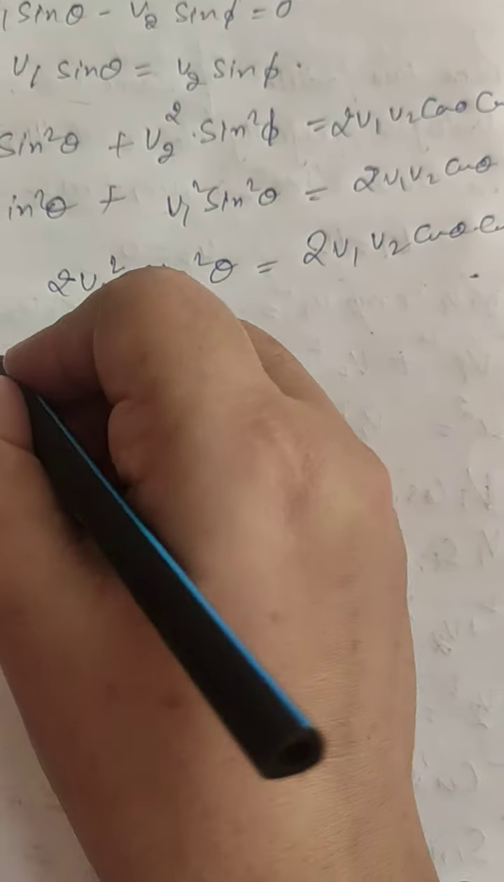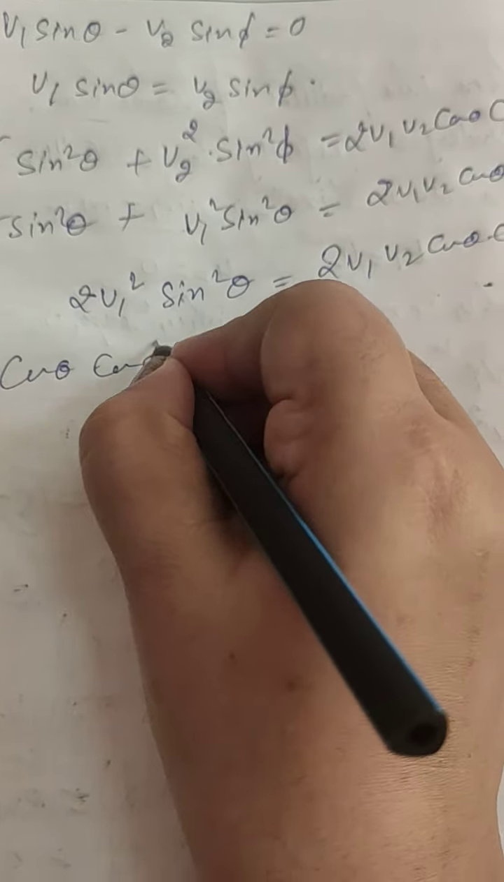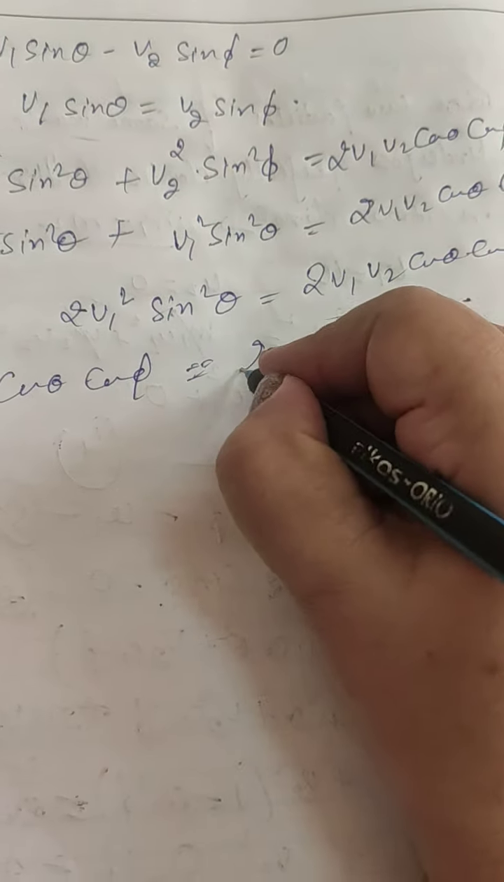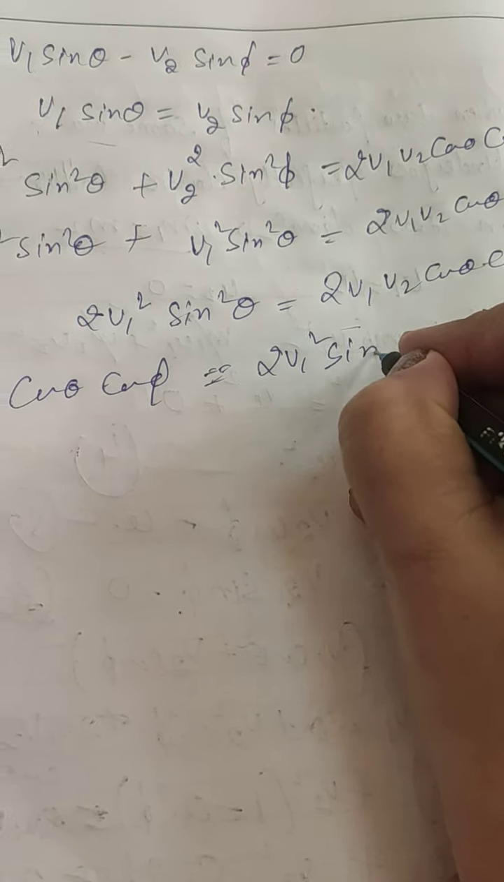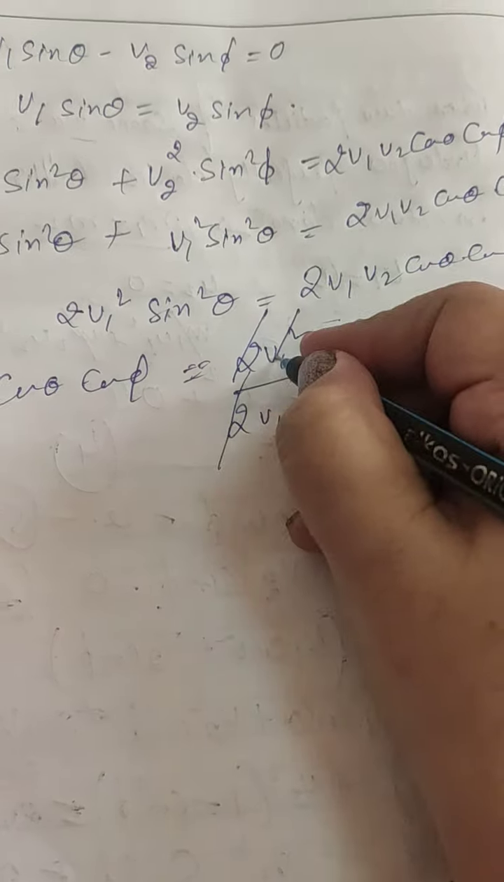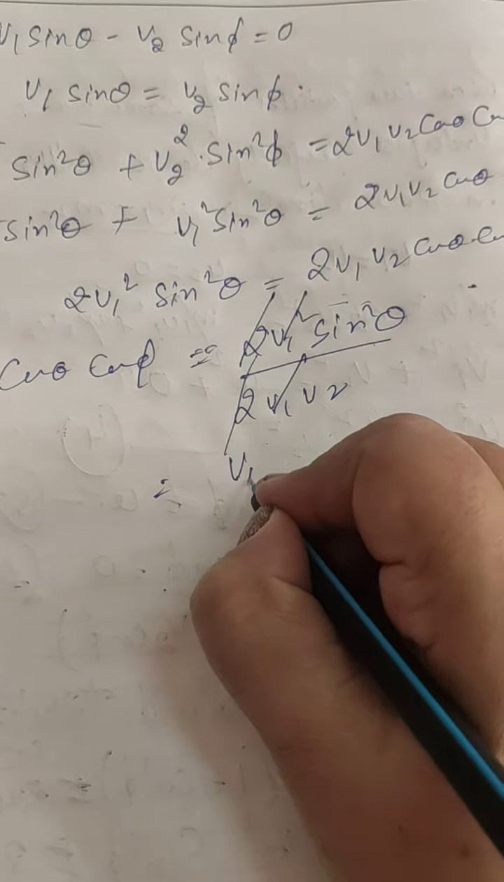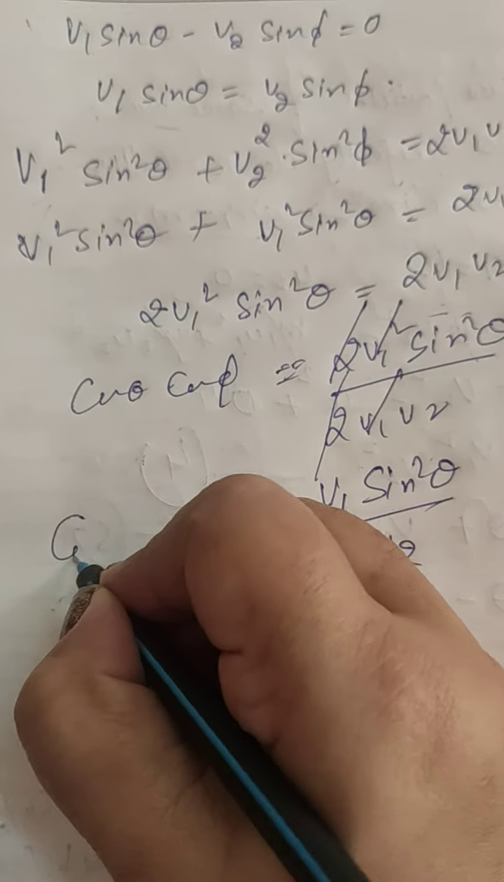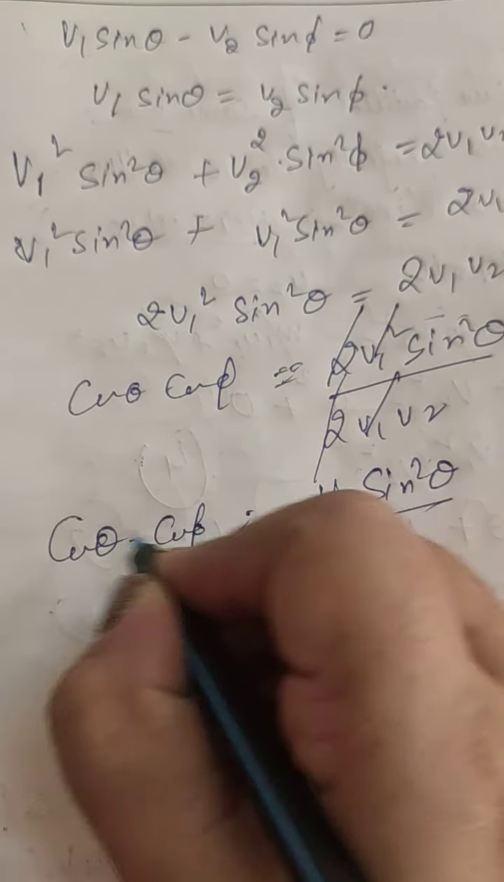Okay, so from here we can get the value of cos theta cos phi. Cos theta cos phi is equal to, left hand side is 2v1 square sin square theta upon 2v1 v2. So 2 and 2 cancel out, v1 and v1 cancel out, we get v1 sin square theta upon v2. This is the value of cos theta cos phi.